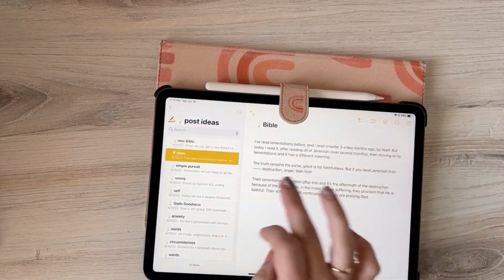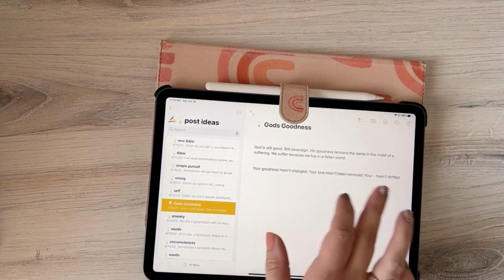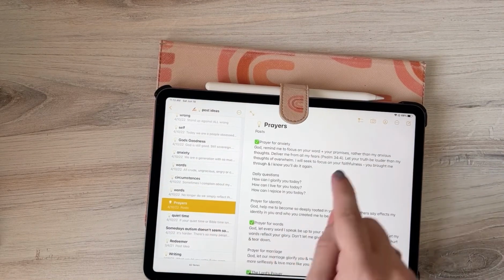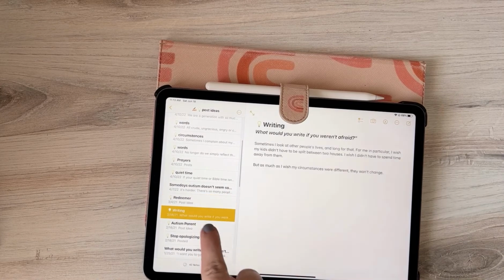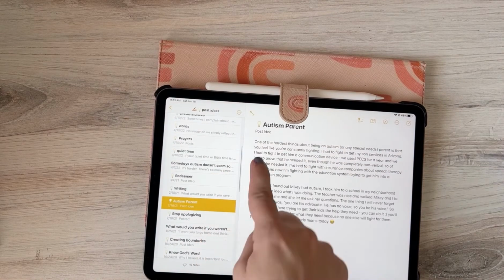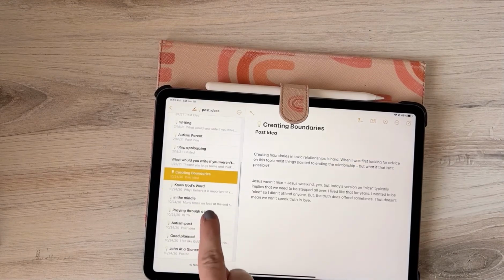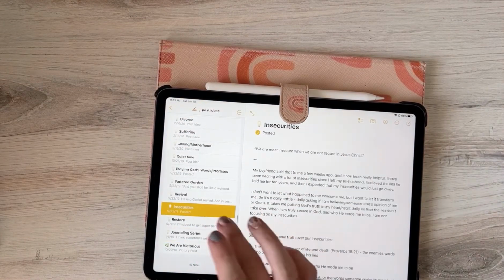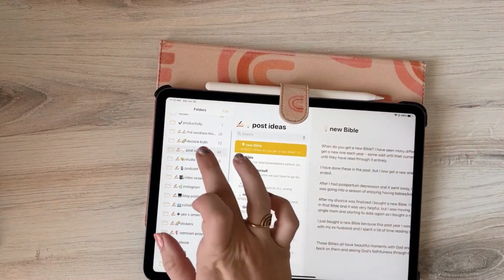And I just literally write little notes and things. Sometimes these turn into blog posts. Sometimes they don't. This is a post idea. This one means I posted it. So sometimes I will write that I posted, but honestly, a lot of different post ideas.